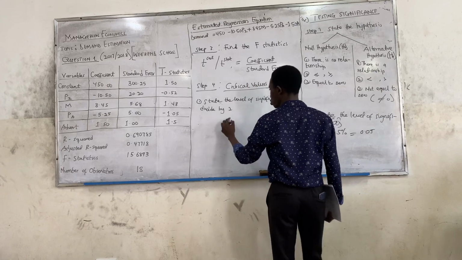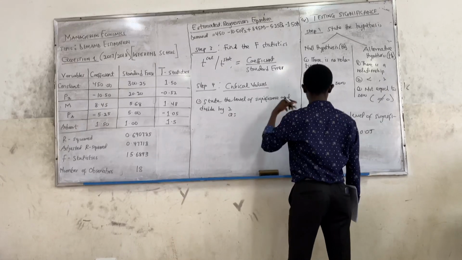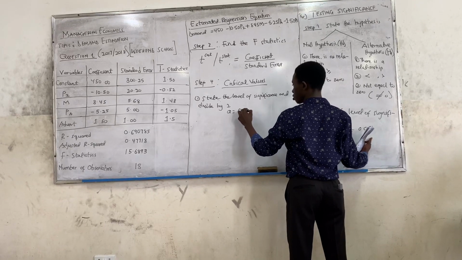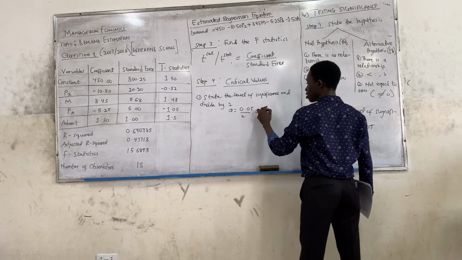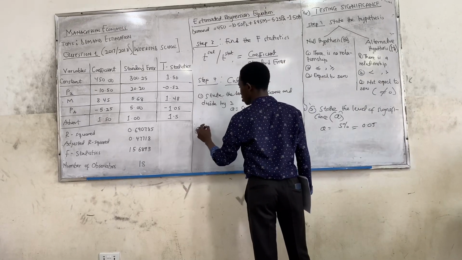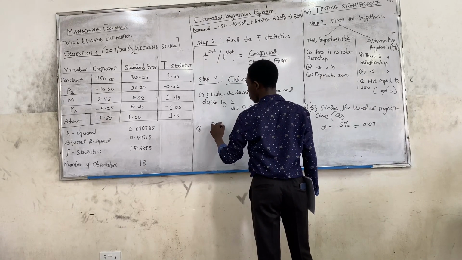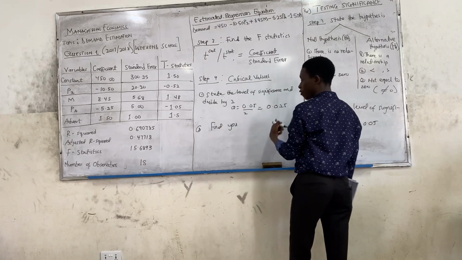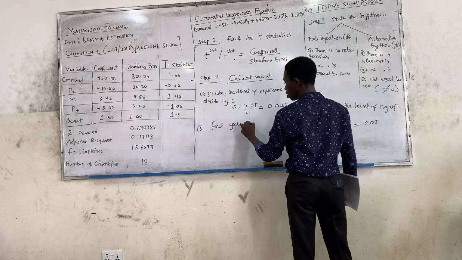And divide by 2. So the level of significance is what? 5%. 0.05 divided by 2, we get 0.025. So the next step, still under step 4, find the critical value, is you find the degree of freedom.